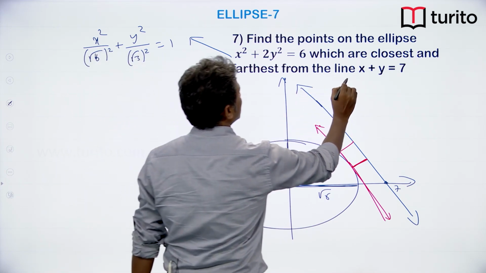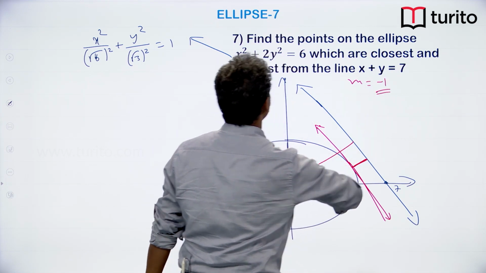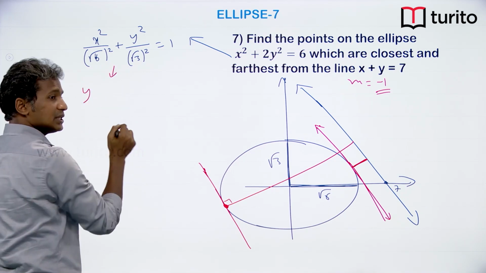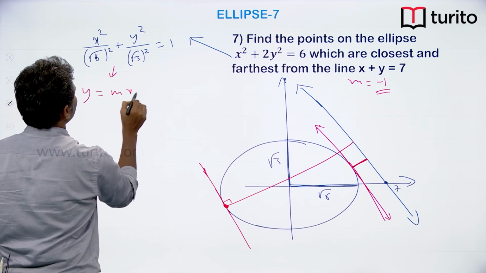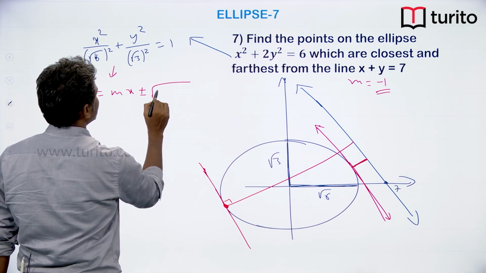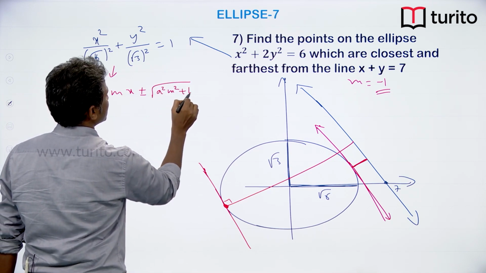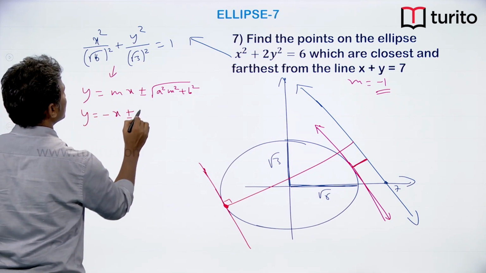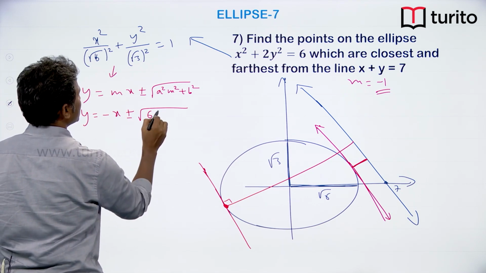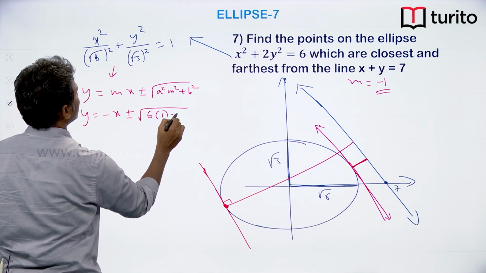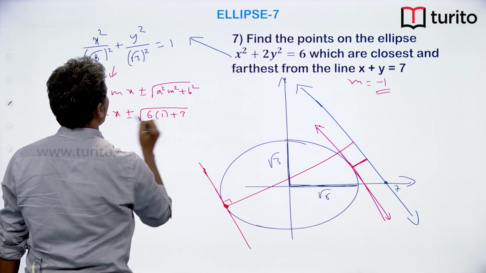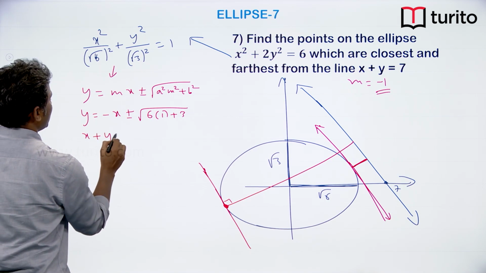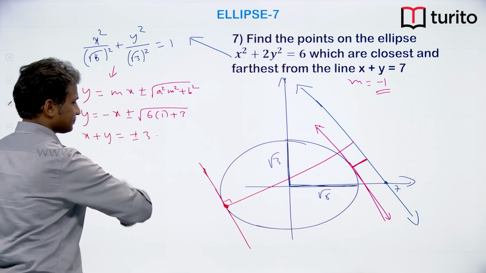So, here we observe that the slope is going to be -1, and we know the equations of tangents to this curve in slope form. So, y equal to mx plus minus root of a square m square plus b square, this is the form. That means here we are going to get y equal to minus x plus minus root of a square 6, 6 into m square is going to be 1, plus b square is 3. So, basically we are getting root of 9 here. So, I am getting lines like this, x plus y equal to plus minus 3.